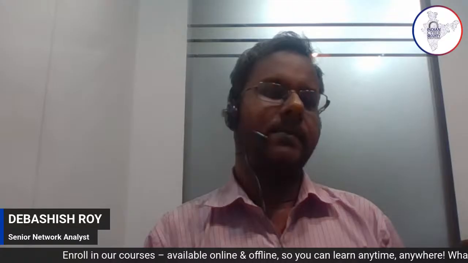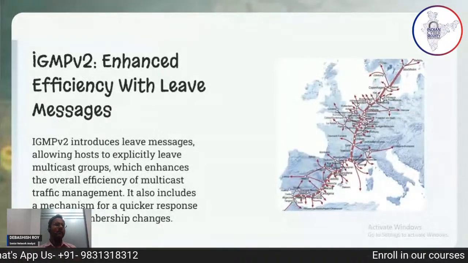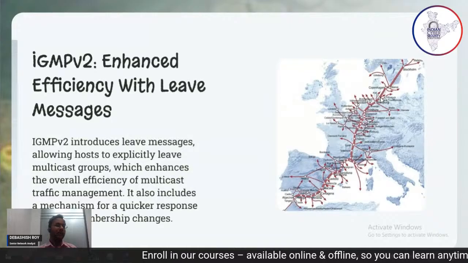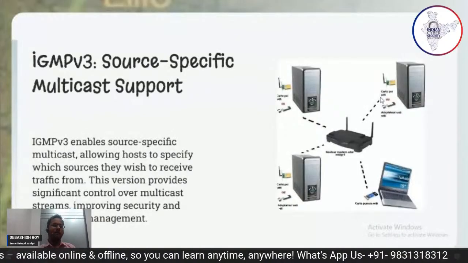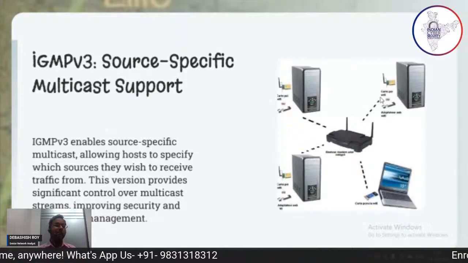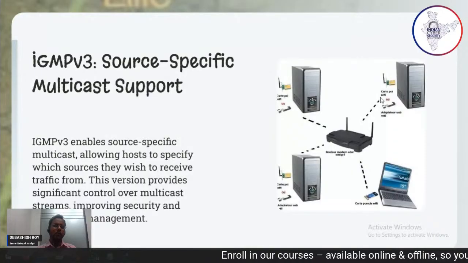In version 2, yes, it has enhanced efficiency with the leave message. IGMP version 2 introduces the leave message. Now it allows hosts to explicitly leave the multicast group, which enhances the overall efficiency of multicast traffic management. Because you may leave the group, that is the option for you. Definitely that should be there, but in IGMP version 1, it is not. Now, what is the difference between version 2 and version 3? It is almost the same, but version 3 has source specific multicast support. What do you mean? Say, for example, there are multiple multicast sources. Now, I can select from which host I want to receive the multicast. That is the difference in version 3.